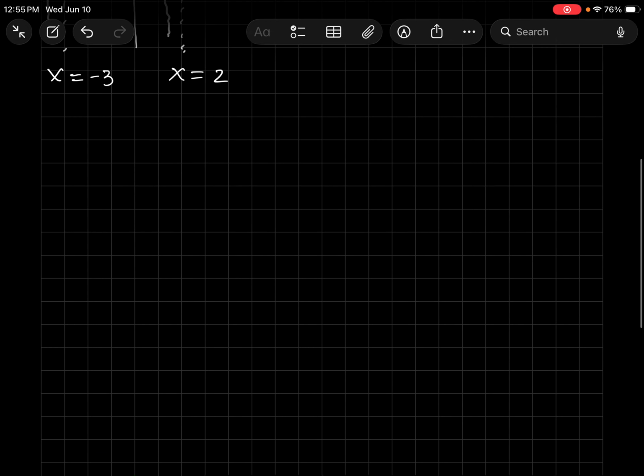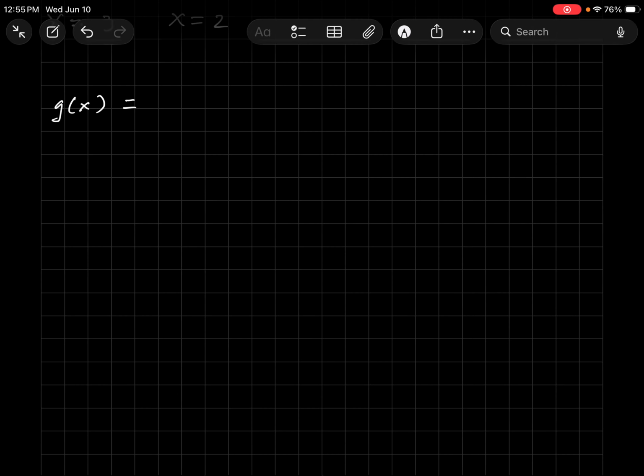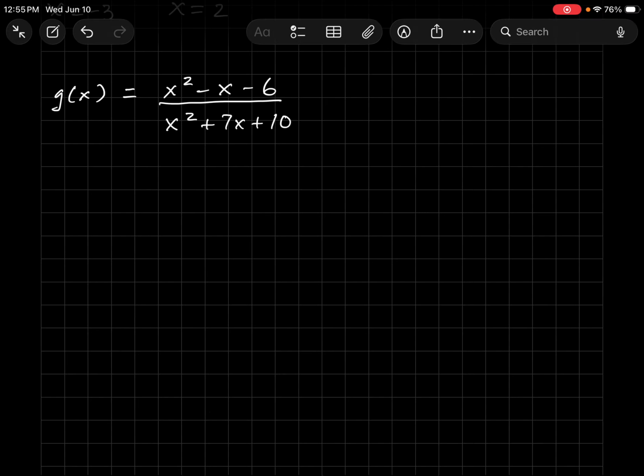So I would like you to try this next one. Consider the rational function g of x equals (x squared minus x minus 6) over (x squared plus 7x plus 10). In just a minute, I would like you to pause the video, and I would like you to find the domain, the vertical asymptotes, and then I would like you to draw the graph by hand, no computer system, but not the entire graph. I just want you to plot the vertical asymptotes.